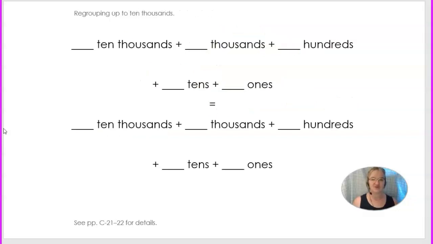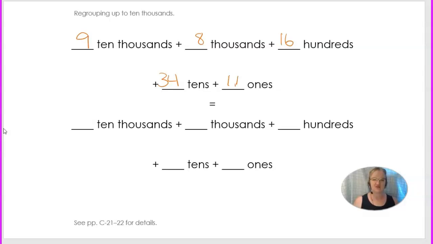I think we can go even further, regrouping up to 10,000s. What if we had the number with 9 10,000s, 8,000s, 1,600s, 34 tens, and 11 ones? That's an awful lot of regrouping we have to do, but I know that you guys can do it. We're going to try doing it a little bit shortcutty way and see if you can follow along.